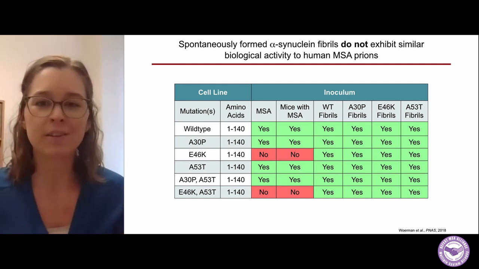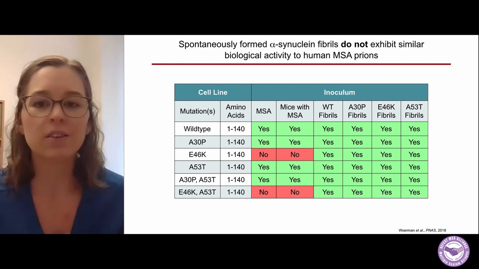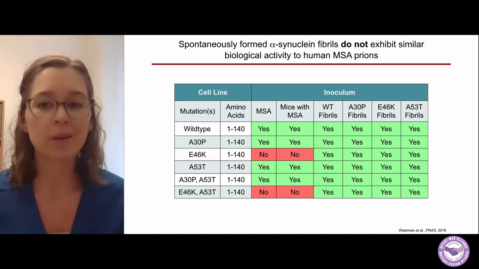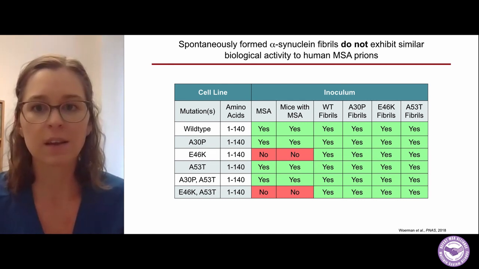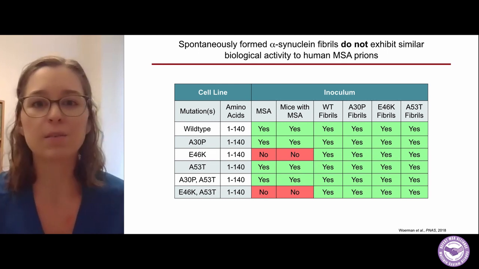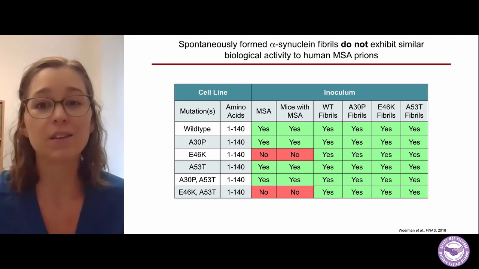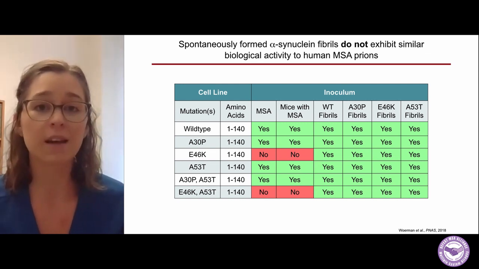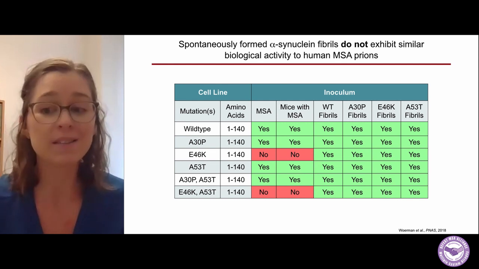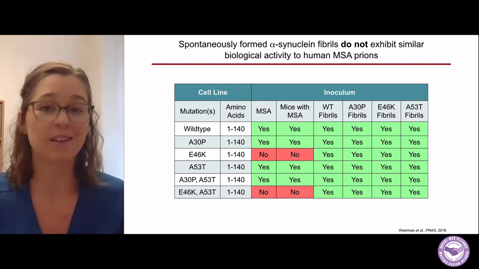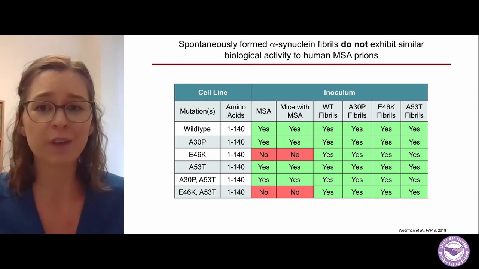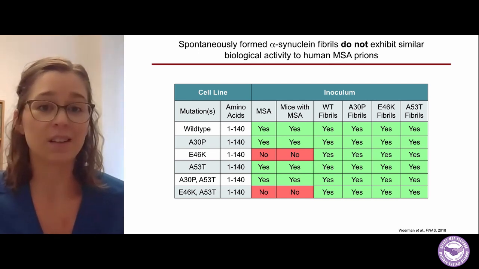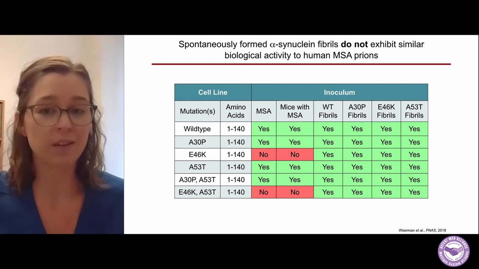And expanding on this hypothesis, they then looked at fibrils that were made in the laboratory that were either wild type or harbored any number of the PD mutations. And what they found was that they didn't exhibit similar biological activity to the human MSA prions. So here's the data that I've previously shown you where MSA material and material from the mice infected with MSA don't infect cells. But when we have the fibrils made in the laboratory, they all infect the cell lines across the board, even when there isn't a mutation.